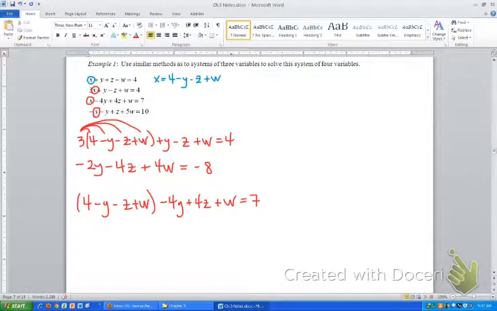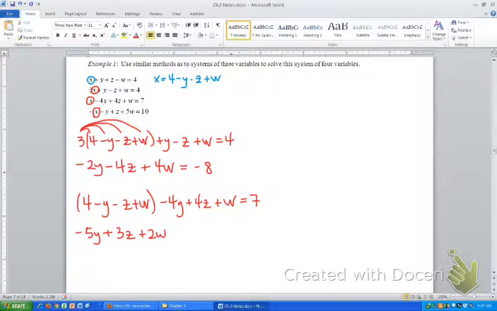Again, I'm going to try and simplify this all in one step. So if I'm looking at my y's, I've got negative y minus 4y, which is going to be negative 5y. For my z's, I've got negative z plus 4z, which is plus 3z. For my w's, I've got regular plus w, which is plus 2w.